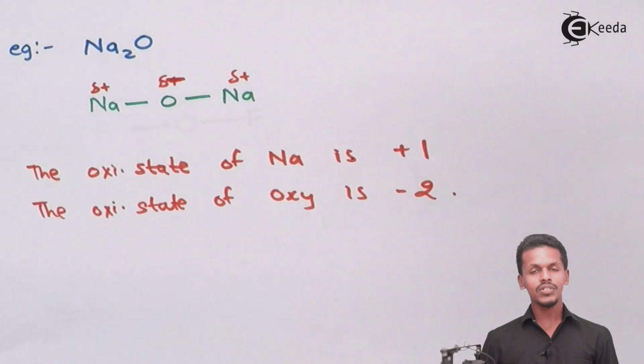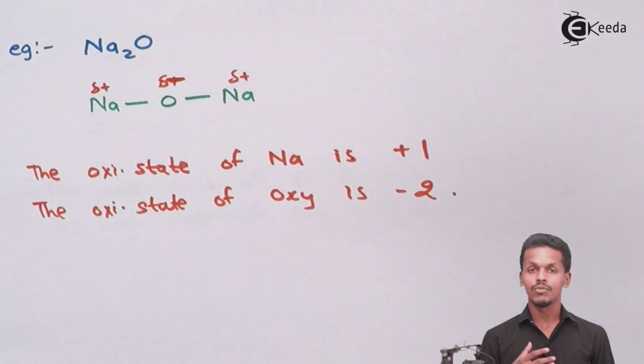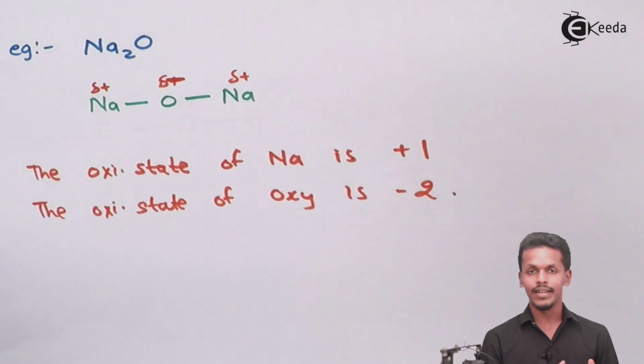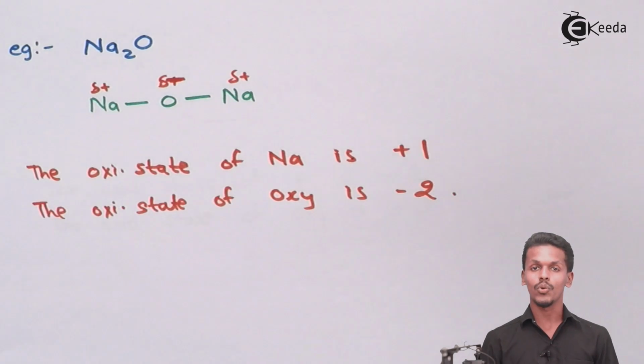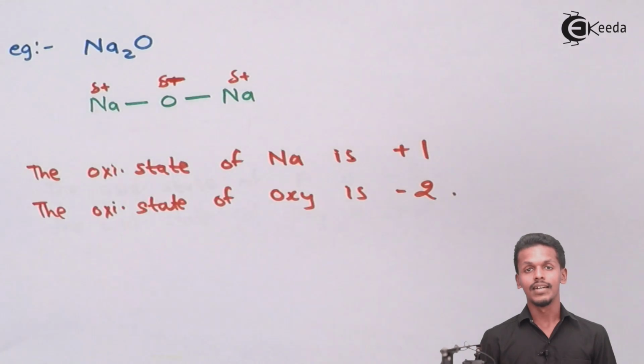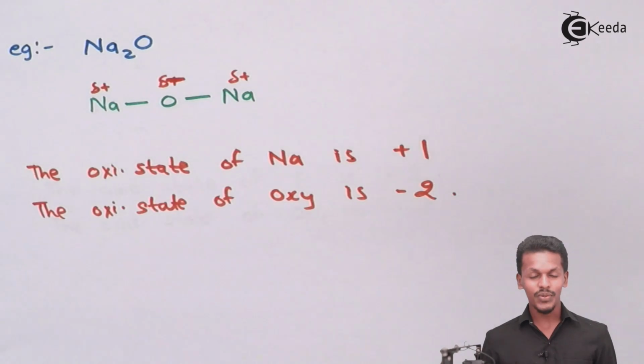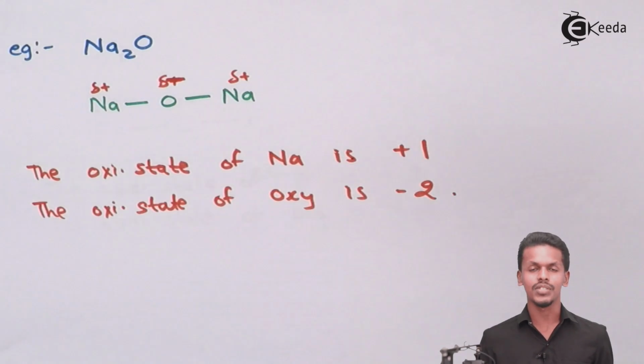In the previous example that we took, F2O, we got to know again that oxygen is the one forming two bonds with univalent atoms like fluorine. So in that case also, the valency of oxygen is 2, and the valency of fluorine is 1. So this is how we could understand oxidation state, a very easy concept.